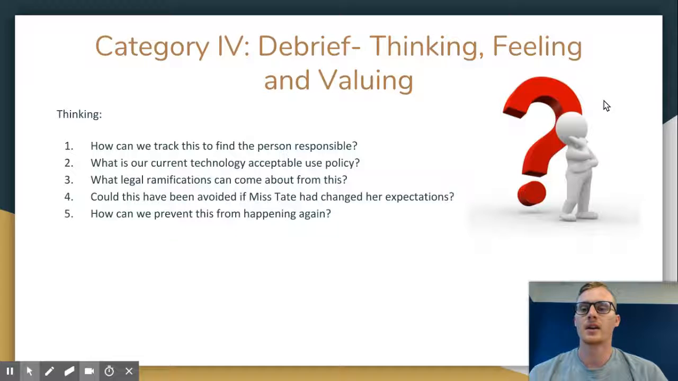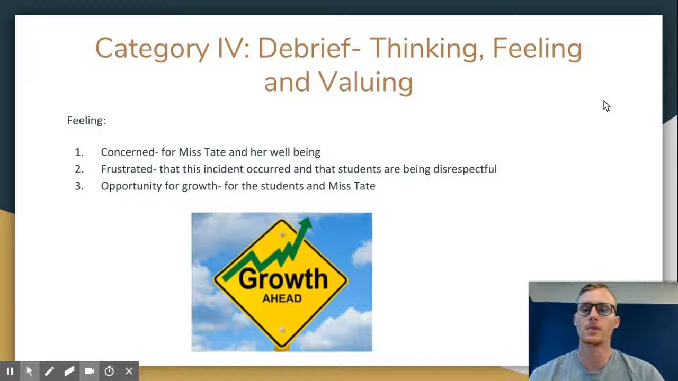And number 5, how can we prevent this from happening again? Hopefully this is just a one-time thing, and the students and Ms. Tate and myself and everybody involved can hopefully learn from this process. I'm feeling concerned for Ms. Tate and her well-being.